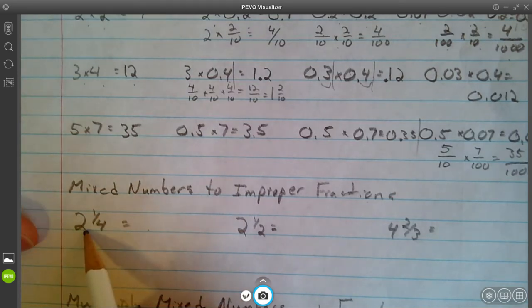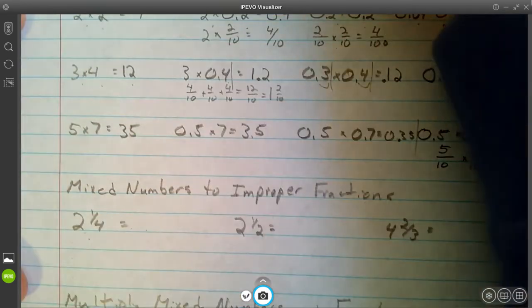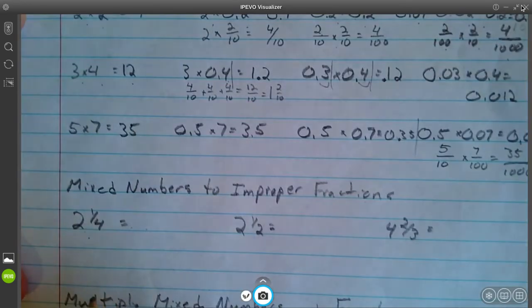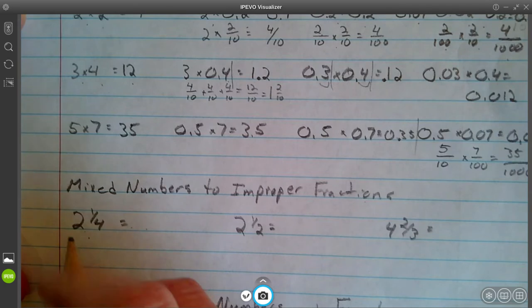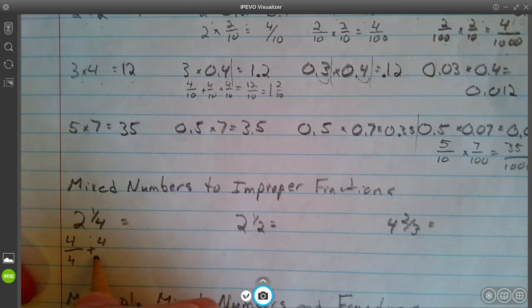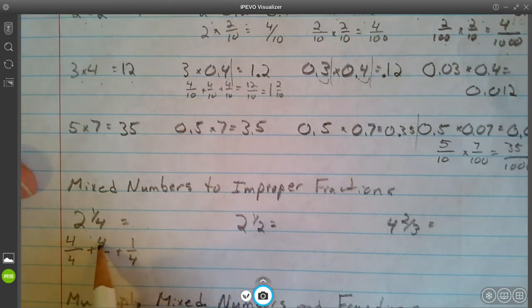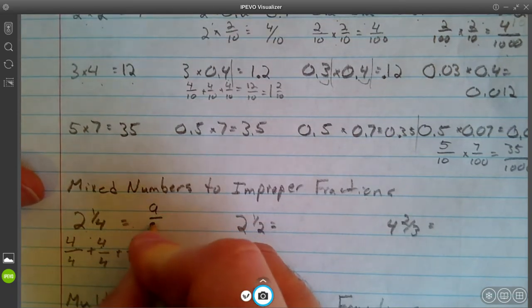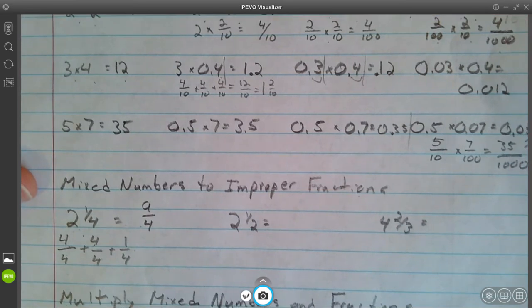So 2 1/4 turning into an improper fraction is. So this is 4/4 is 1 whole plus another 4/4. So that's the 2 plus 1 more fourth. We have 4, and 4 is 8, and one more is 9/4. So there's your improper fraction.